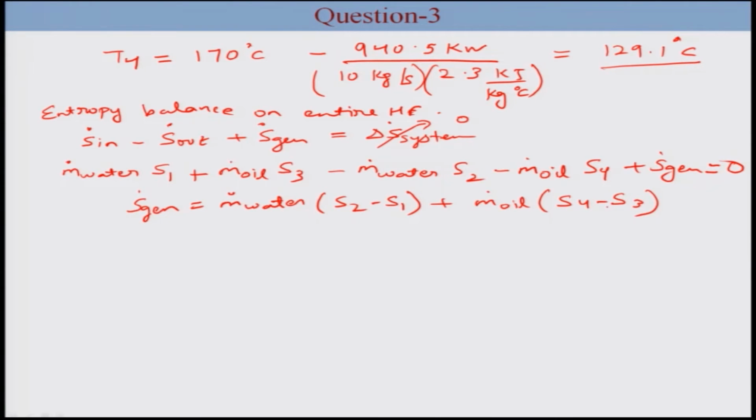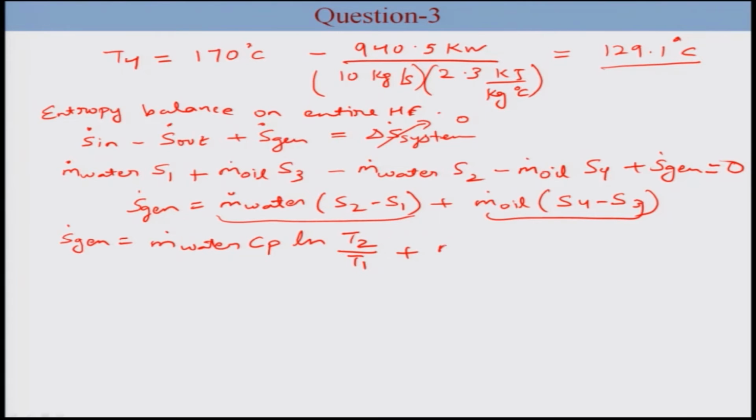And noting that both fluid streams are liquid and are quite incompressible substances, this expression can be written as m dot water, the change in entropy being Cp ln T2 by T1, plus m dot of oil Cp ln T4 by T3.